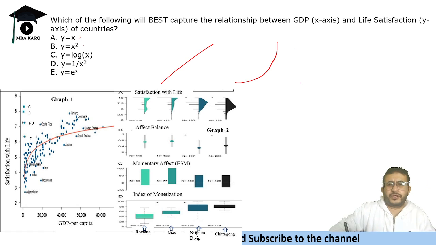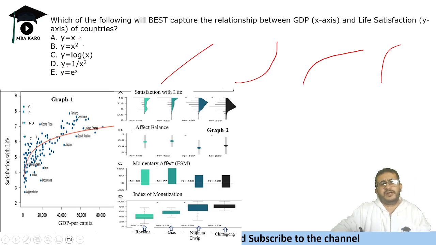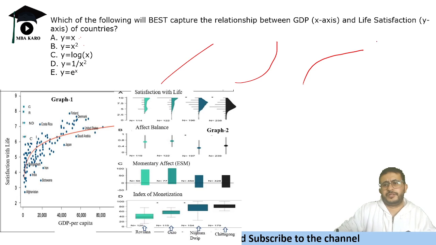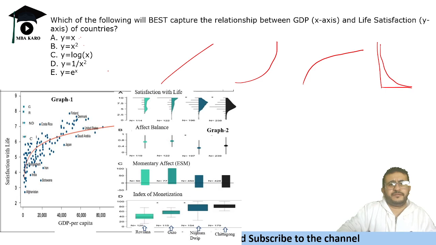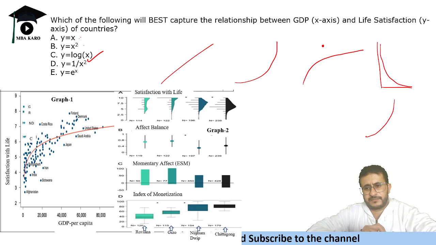Now y = log x is a line like this. And y = 1/x² is like this, and y = e^x is again an exponential graph. So we see that the third option is what it is matching. If you know the basic graphs, what the graph of log x looks like, you would have easily marked this as the answer. Okay, so the answer is y = log x.